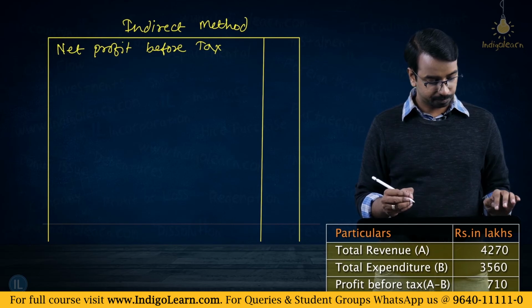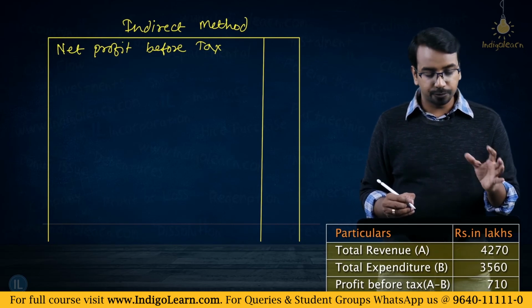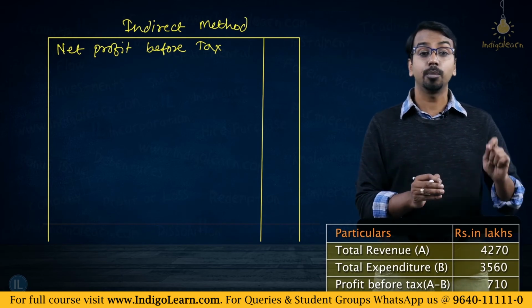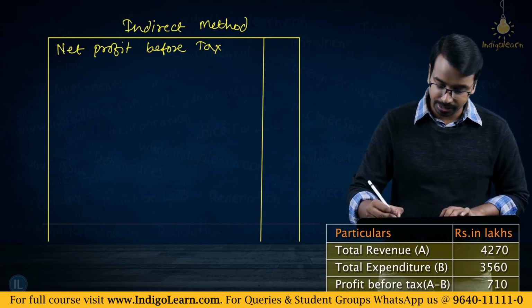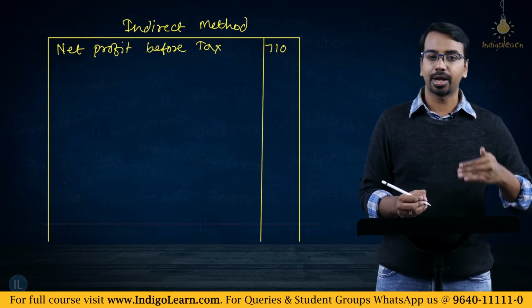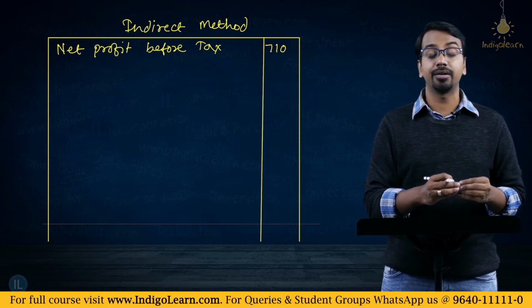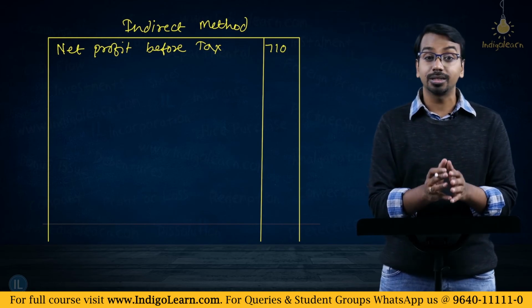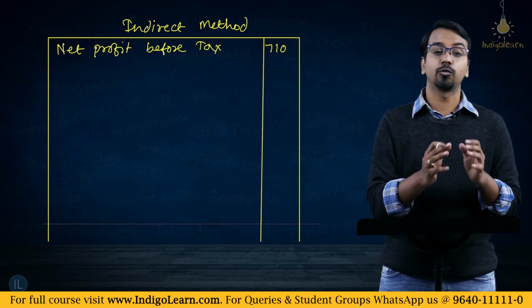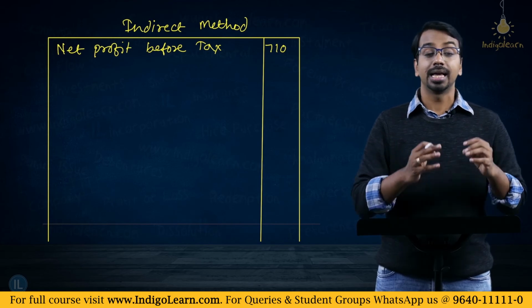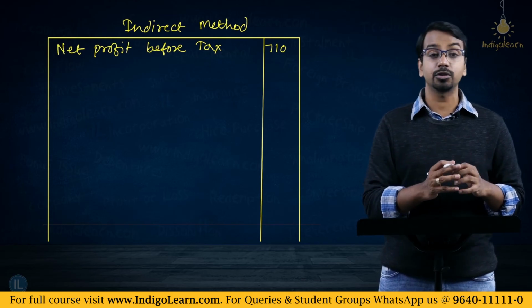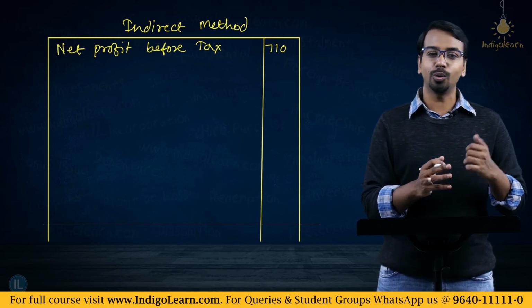So, how much is that? Net profit before taxation is given as 710. Please pay utmost attention. You have to start from profit before taxation. So, that is 710. Now, once you have started from profit before taxation, you know that this profit has been arrived after considering certain expenses, after considering certain income on accrual basis, right? So, if we have to prepare cash flow from operating activity, the first thing to do is eliminate all those items which are either non-cash expenses or non-cash inflows, or items which are not related to operating activity.